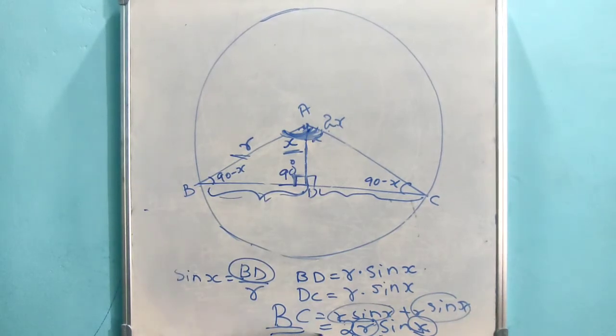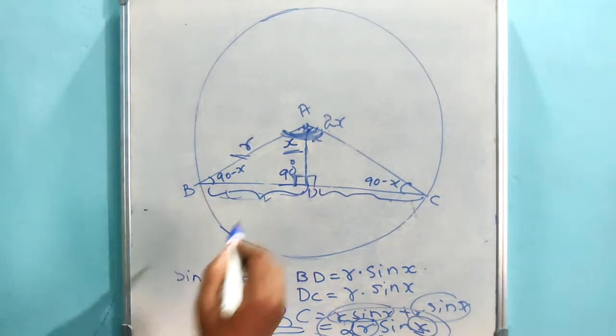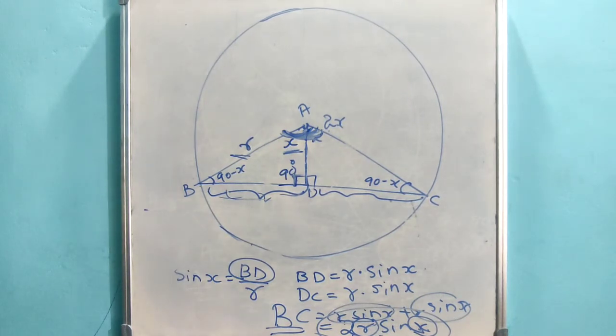From this we can understand one relation. If we have the central angle of a chord, we can find out the length of the chord using this formula 2R sin x, where R is the radius of the circle and x is half of the central angle of the chord.